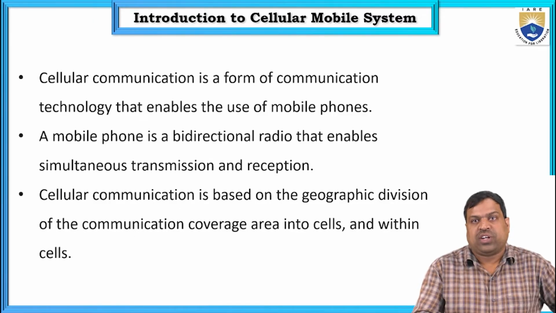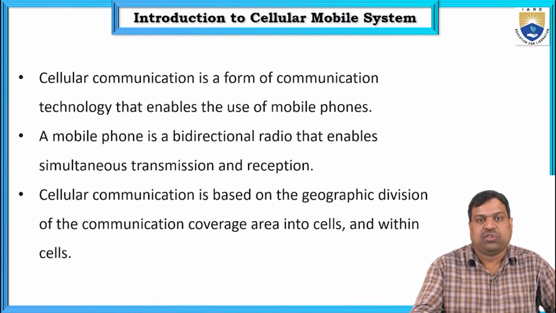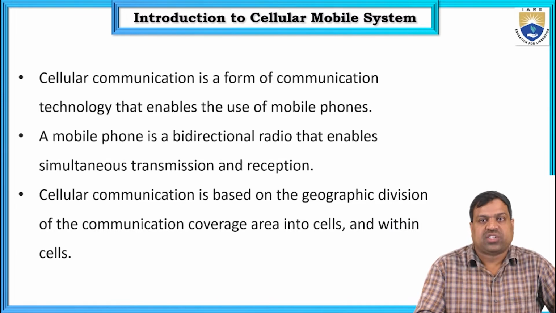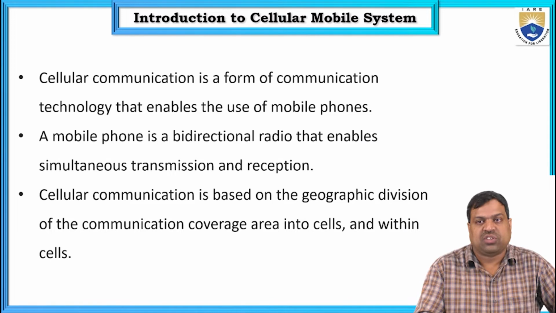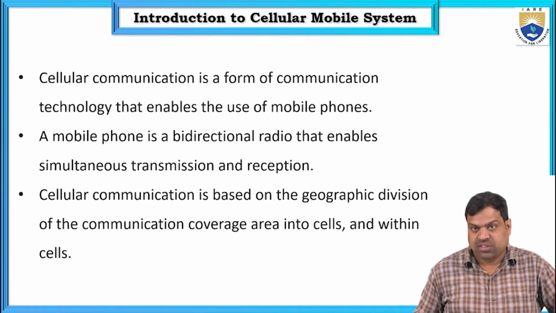First, what is the cellular mobile system? The definition of cellular mobile system: cellular communication is a form of communication technology that enables the use of mobile phones. A mobile phone is a bidirectional radio that enables simultaneous transmission and reception. Cellular communication is based on the geographic division of the communication coverage area into cells.